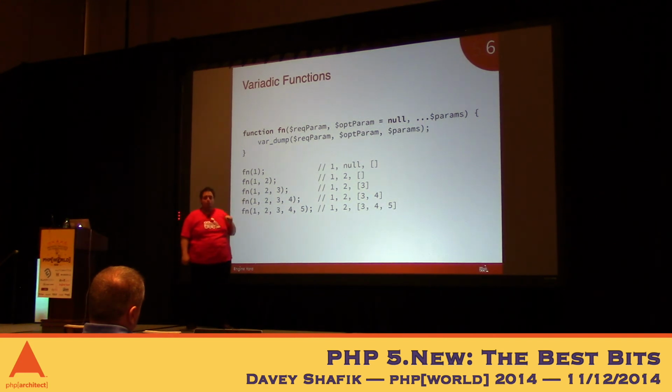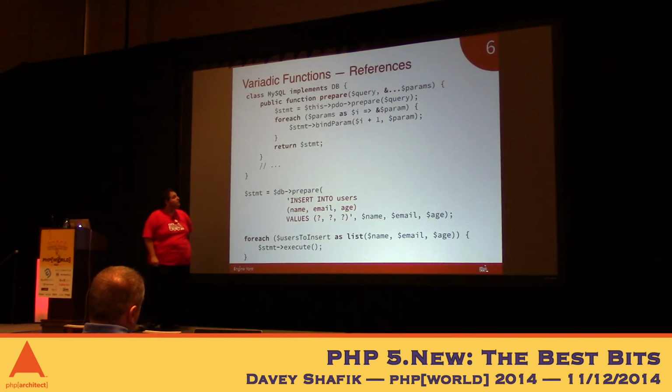We get 1, null, and an empty array, which will evaluate to false. Pass in the required one and an optional one, we still get an empty array. And then as we start adding in more arguments, that last parameter is basically an array of those arguments. Okay? As I mentioned, you can do references.